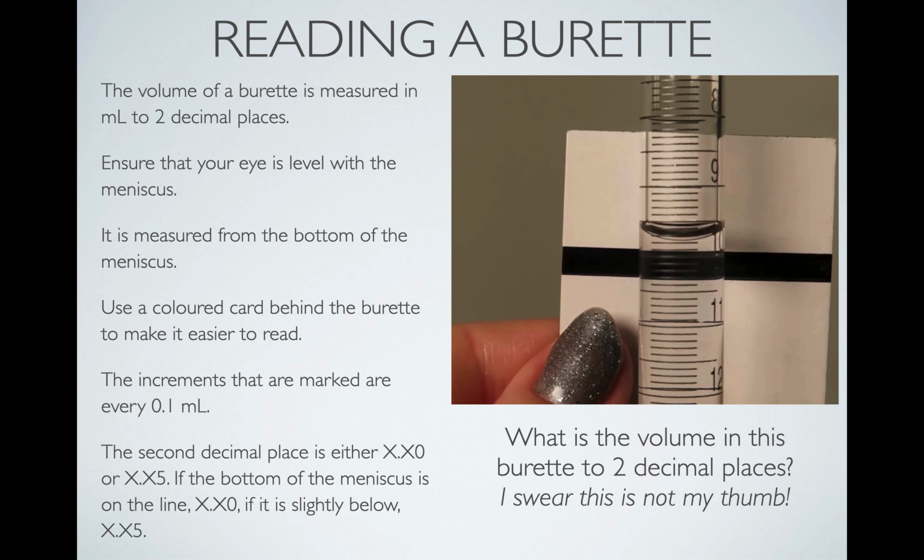So back to reading this to two decimal places, I should say. Okay. Now what you can do is have a look and read it to the first decimal place. That's nice and easy. What line is it close to? Okay. And then what we tend to do as chemists is the second decimal place, we either designate that as a 0 or a 5. Now if the bottom of the meniscus is right on the line, we write down the second decimal place as a 0. But if it's just above, we put a 5 there.